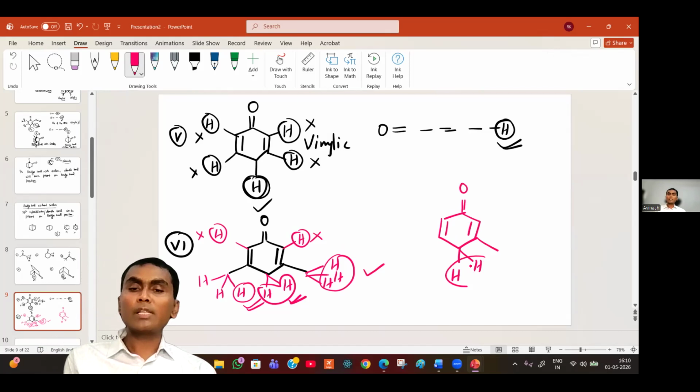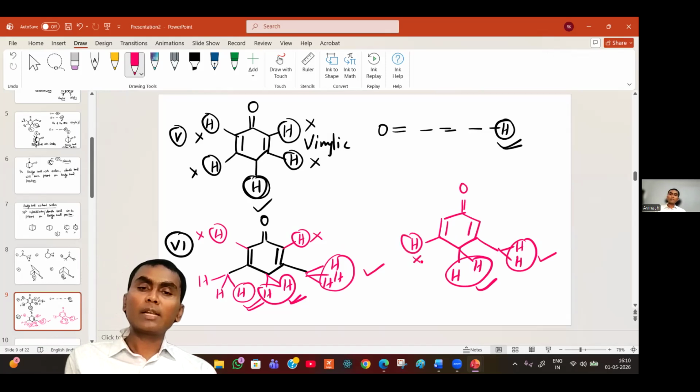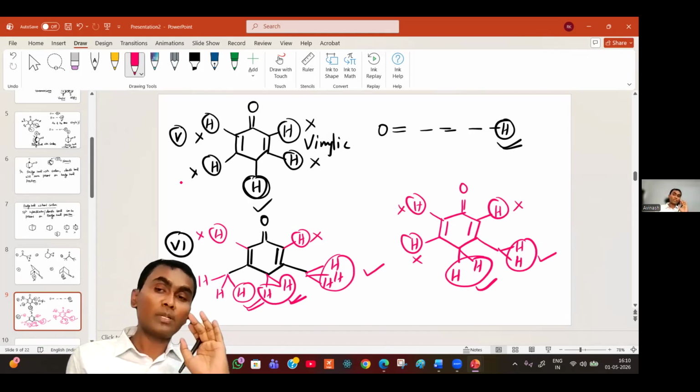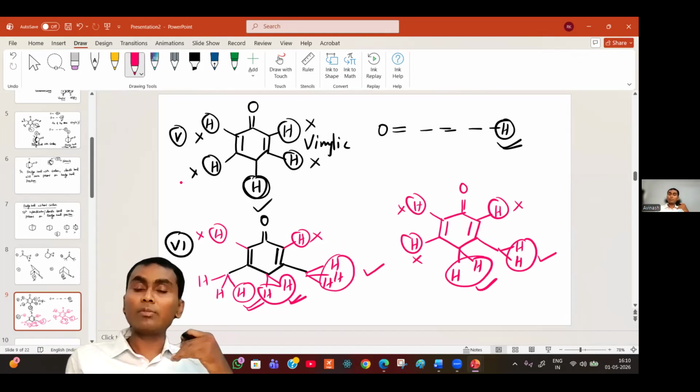This one is also tautomerizable hydrogen. But this one never takes part. This one is also not able. We'll see here how we can identify the tautomerizable hydrogen and what the technique for it is.